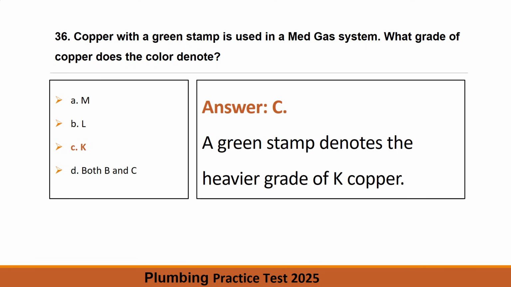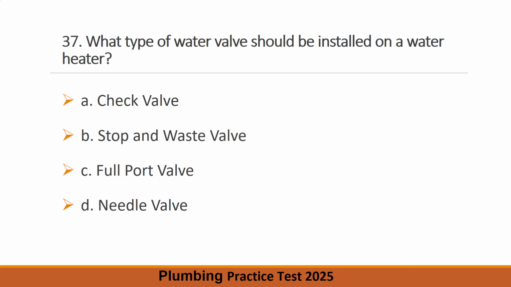Answer, C. A green stamp denotes the heavier grade of K copper. 37. What type of water valve should be installed on a water heater? A. Check valve. B. Stop and waste valve. C. Full port valve. D. Needle valve.